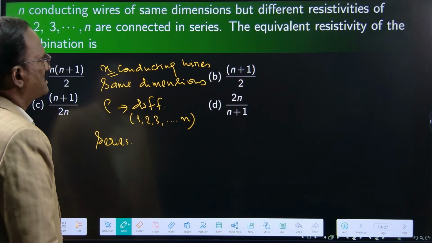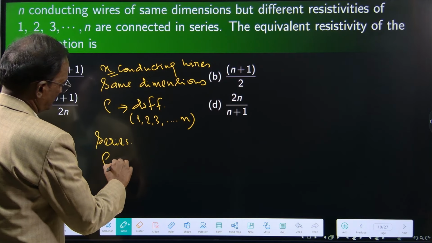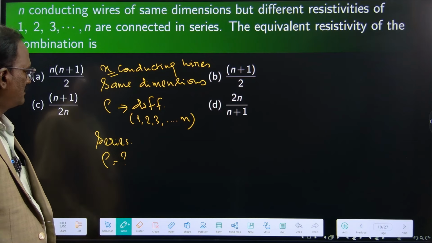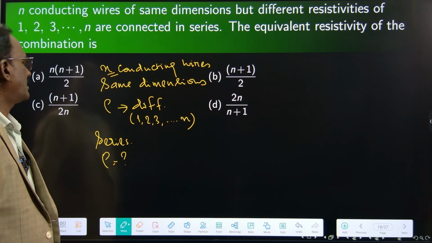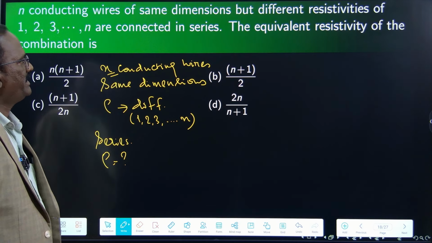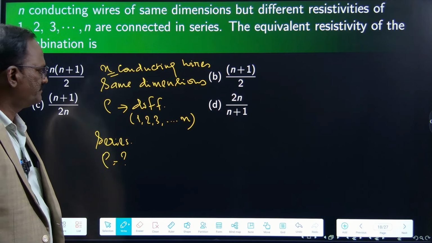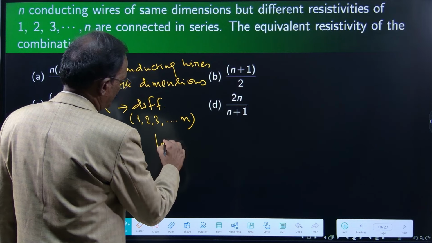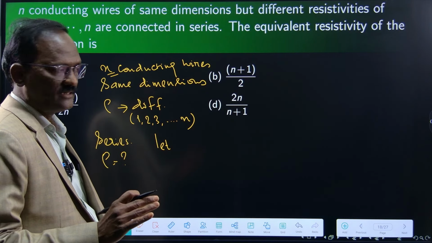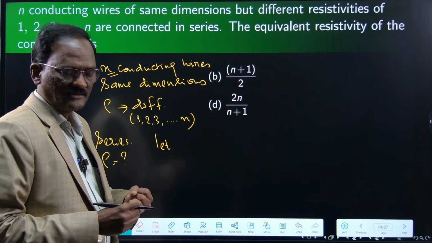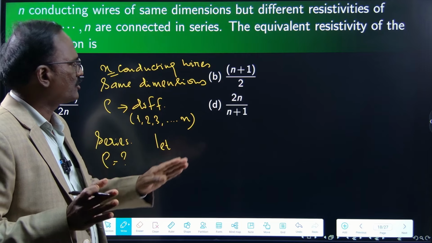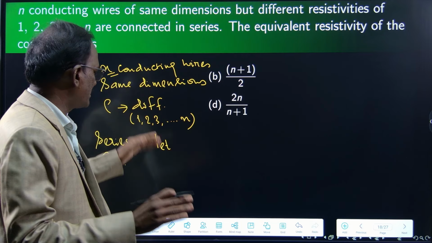The equivalent resistivity of the combination is what? They are in series. What is the rho equivalent? Rho 1, rho 2, rho 3, this way we cannot write. N conducting wires, same dimensions, right? So N can be chosen as any value. In such problems, let us fix one N value, so it is easy for us to find the rho value, and this N value and rho value should match the options given.